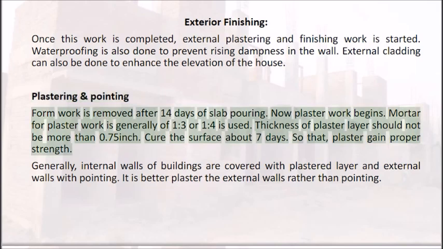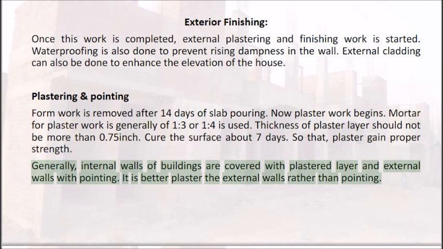Formwork is removed after 14 days of slab pouring. Now plaster work begins. Mortar for plaster work is generally of 1:3 or 1:4. The thickness of the plaster layer should not be more than 0.75 inch. Cure the surface for about 7 days so that the plaster gains proper strength.